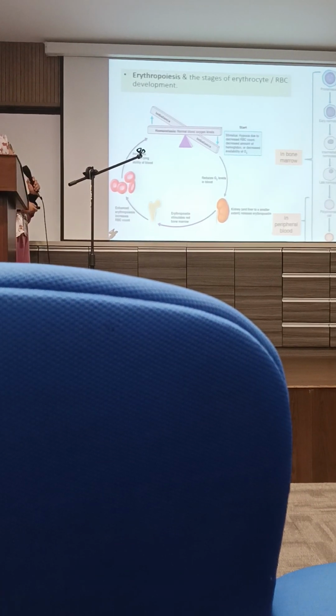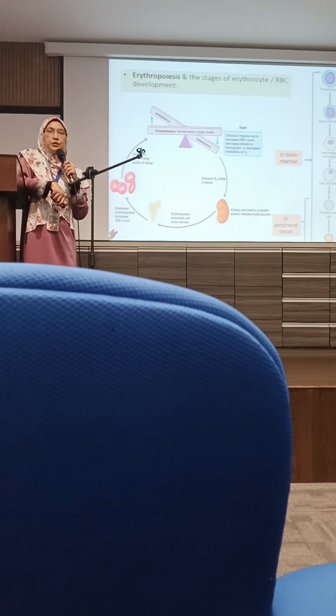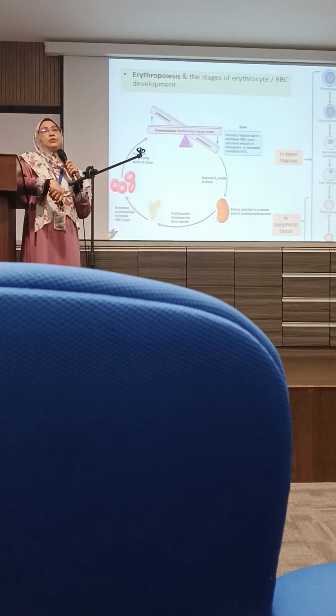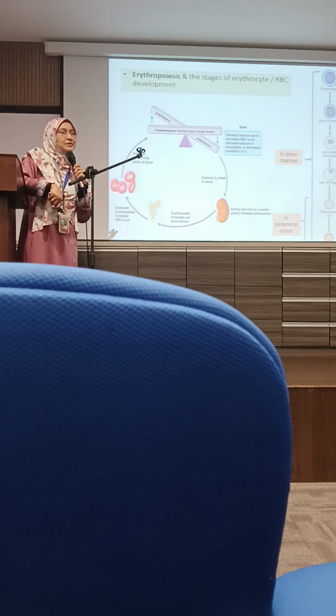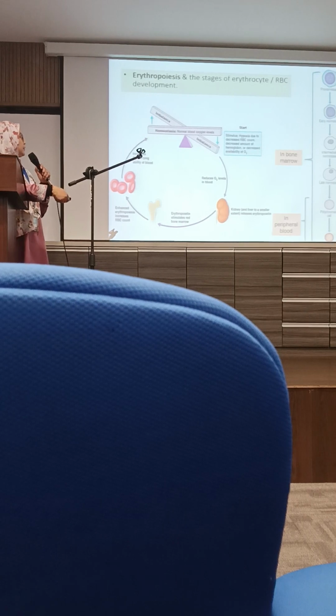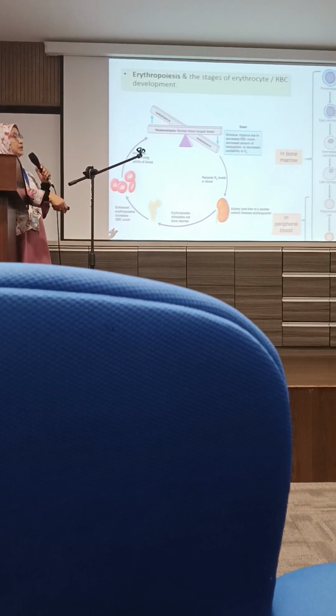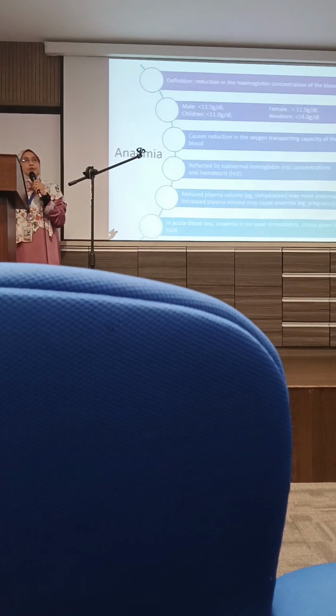Yeah. The erythropoiesis, you dah belajar in physiology kan? What are the hormone that stimulates hematopoiesis? Erythropoietin. What stimulates erythropoietin production? Low oxygen, yeah, hypoxia. So when your body senses hypoxia, erythropoietin will be produced by the kidney and liver, and it stimulates the bone marrow to produce more red cells. Yeah? So it maintains the equilibrium. Alright, now we go to anemia.